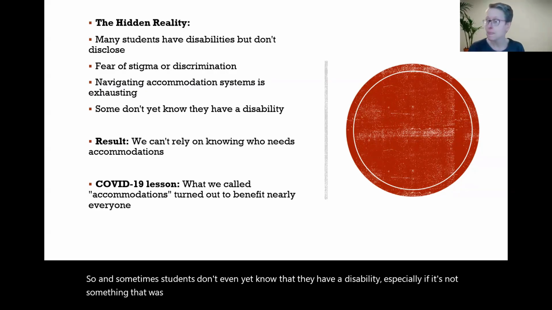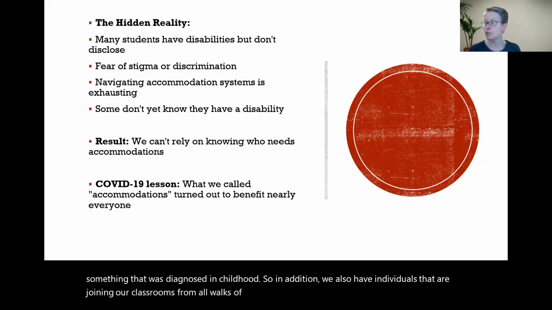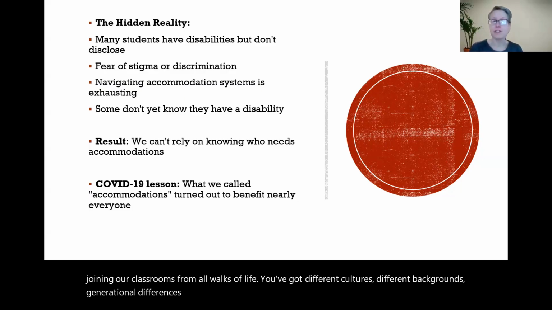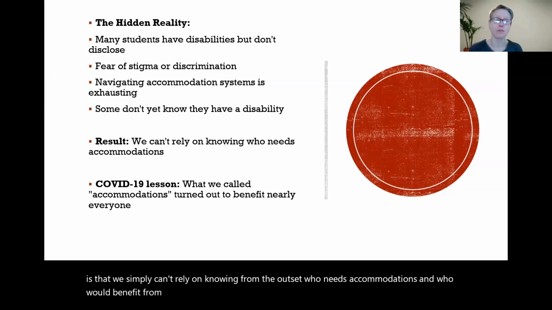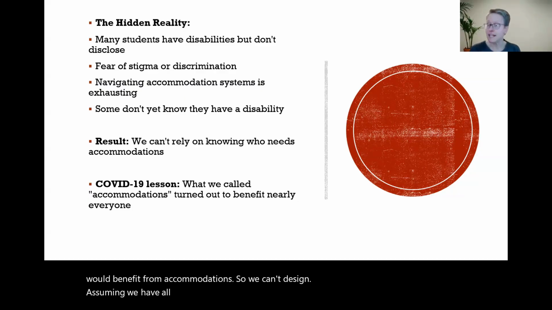So in addition, we also have individuals joining our classrooms from all walks of life. You've got different cultures, different backgrounds, generational differences. You've got first-generation students and so on. So the result of all this is that we simply can't rely on knowing from the outset who needs accommodations and who would benefit from accommodations. So we can't design a course assuming we have all the information that we need and then accommodate individually.